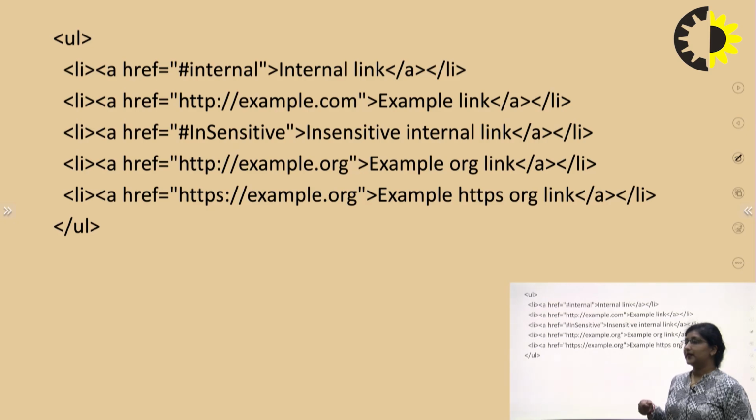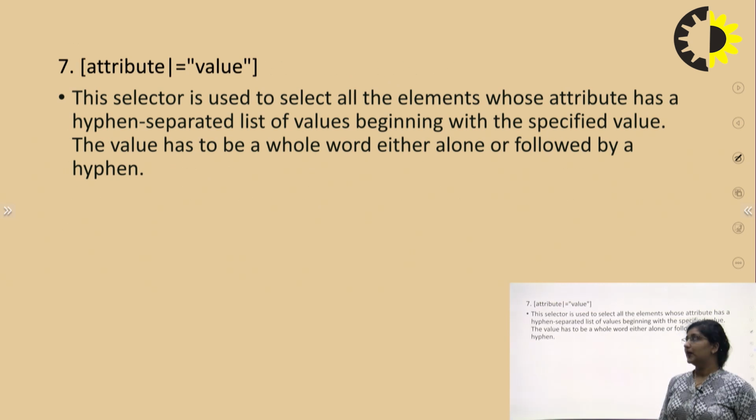This is a simple list, UL, that means this is an unordered list. In this unordered list we have 5 types of list items, with various examples like hash internal, example.com, sensitive, example.org. So based on our requirement we can change the CSS. Next is the attribute OR sign is equal to value.